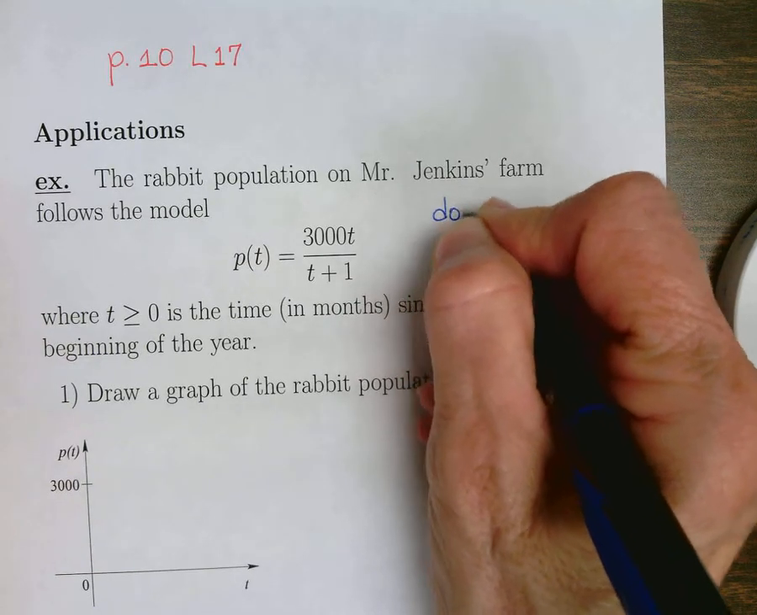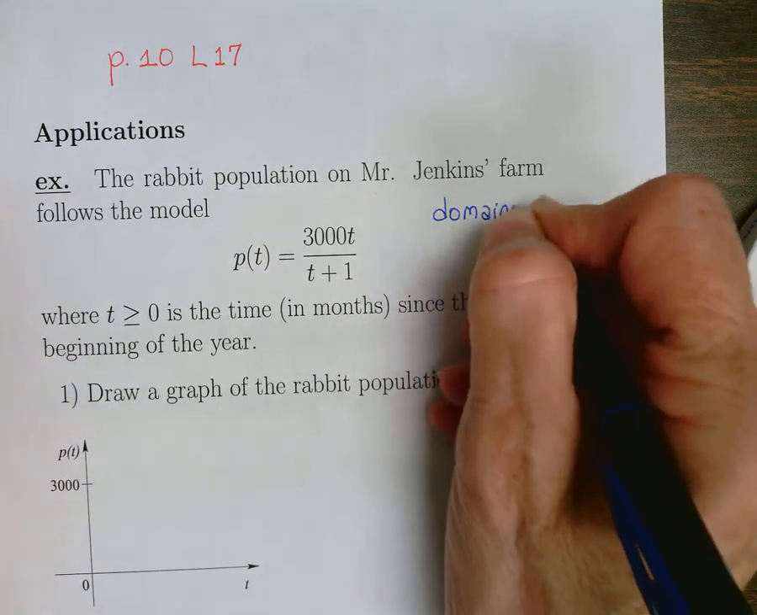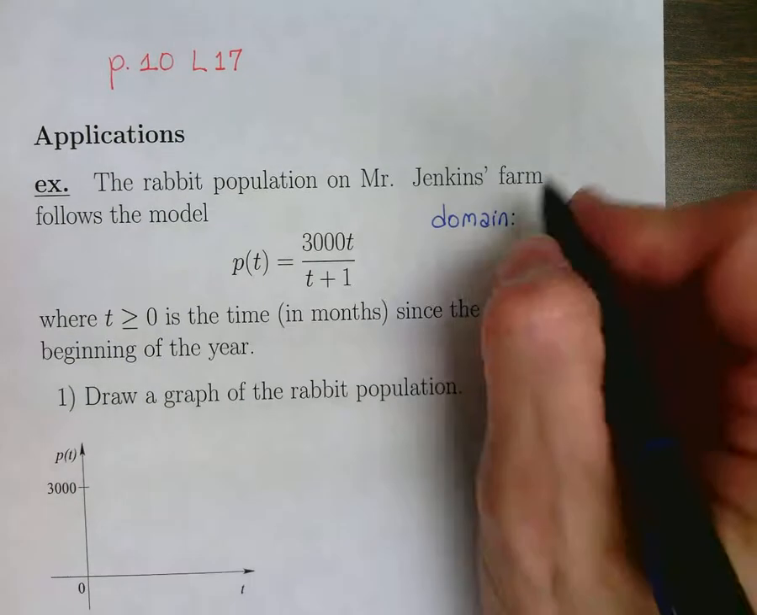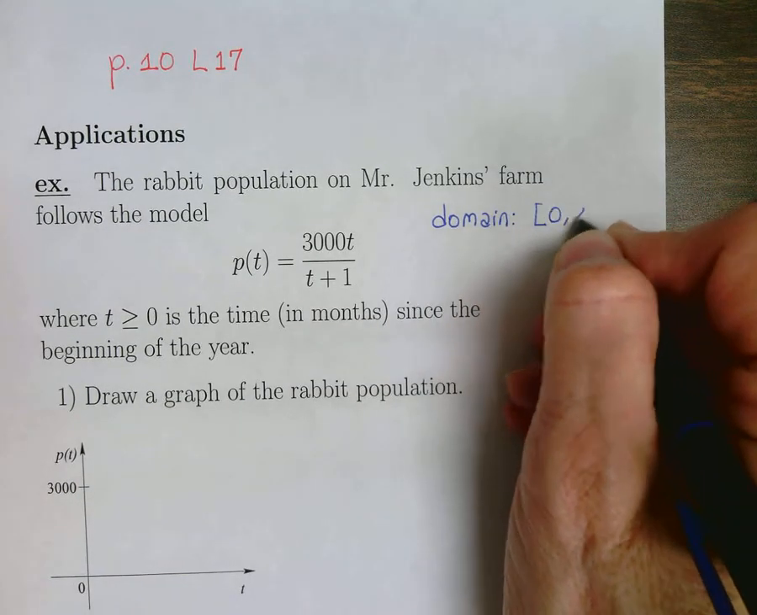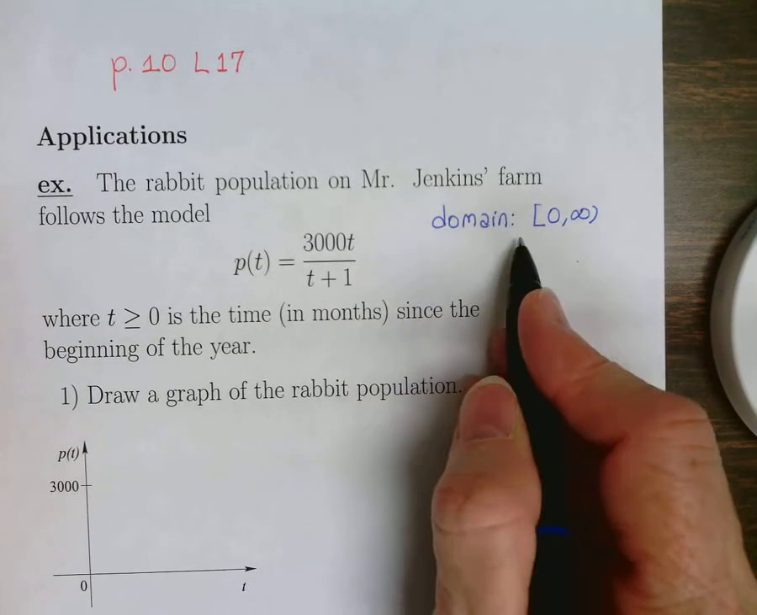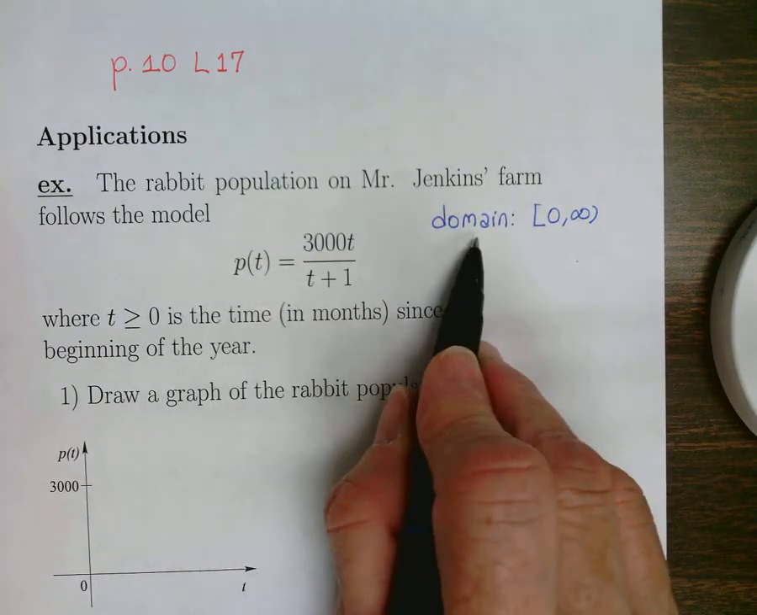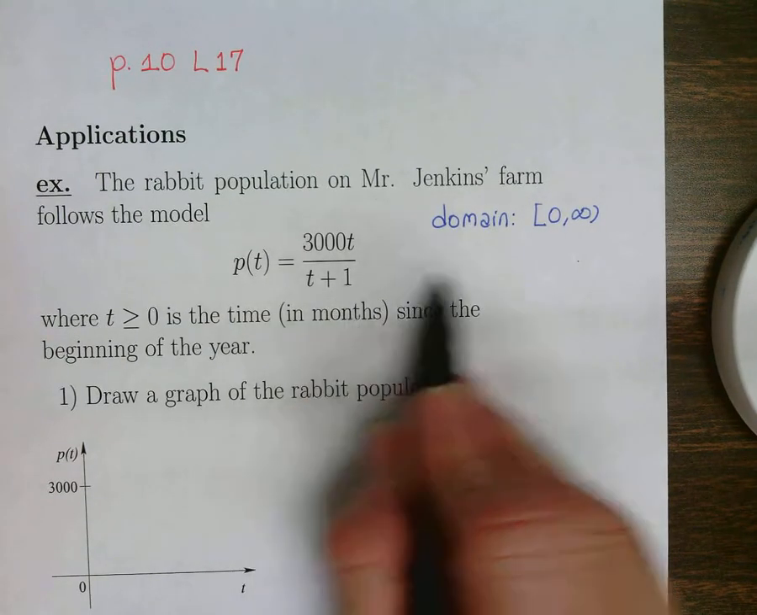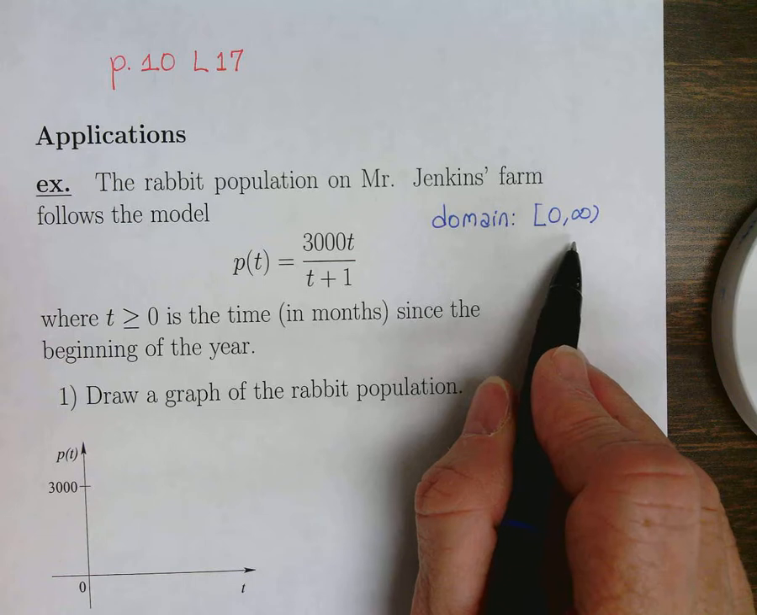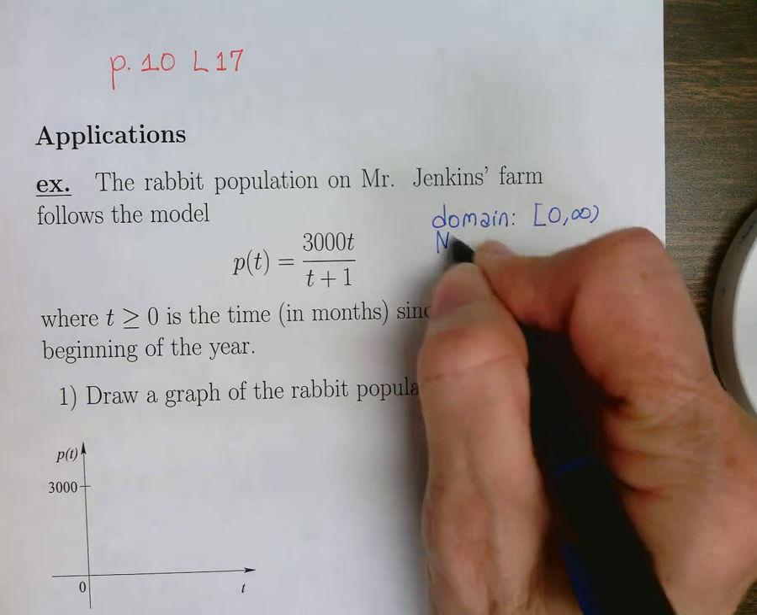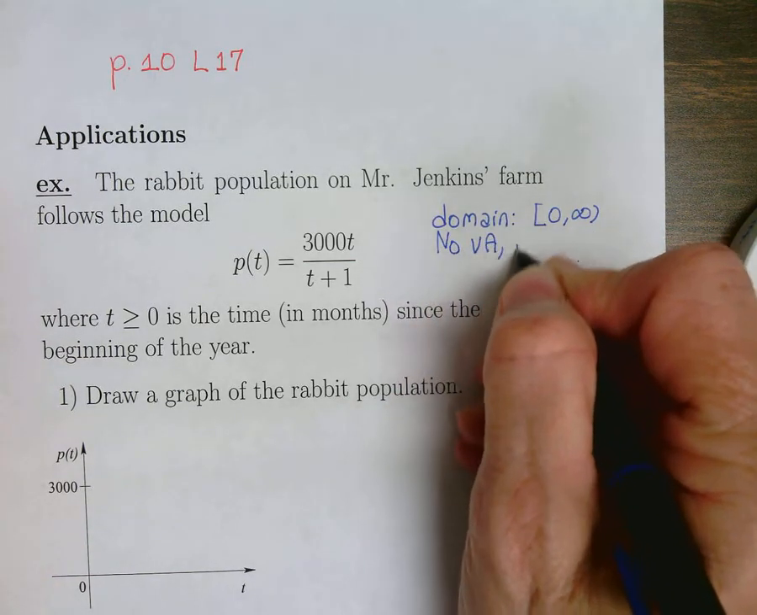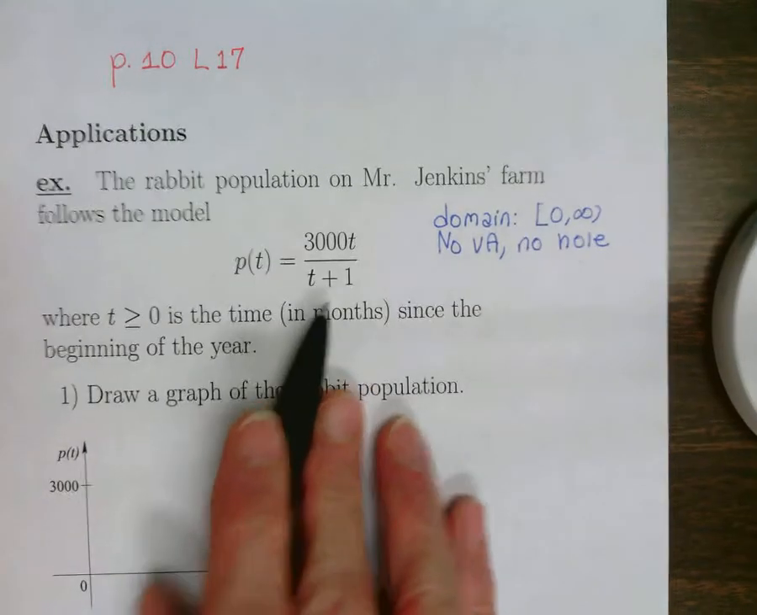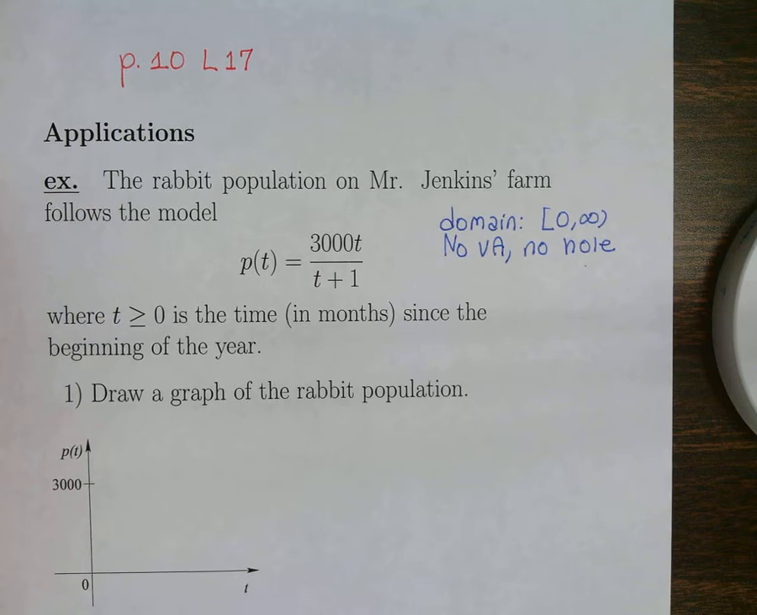Okay, so let's look at this. What is the domain? T can't be -1, but we're talking about time, so T is greater than 0 anyway. Notice we're not going to have a vertical asymptote in that domain region. This function is defined for all T in that domain. So no vertical asymptotes, no holes in the function, because the only break would be at -1, which is not in the domain.